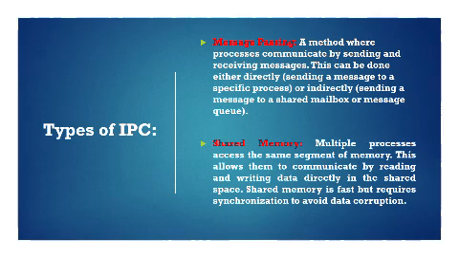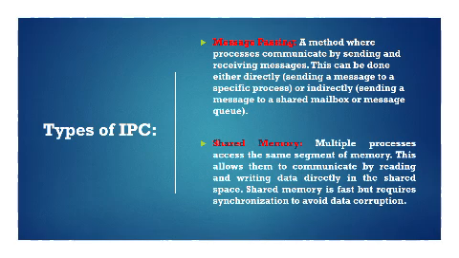Types of IPC. First one is message passing. Processes send and receive messages to communicate. It is used in distributed systems and client-server models. Example: a web app frontend sends an HTTP request to a backend API.